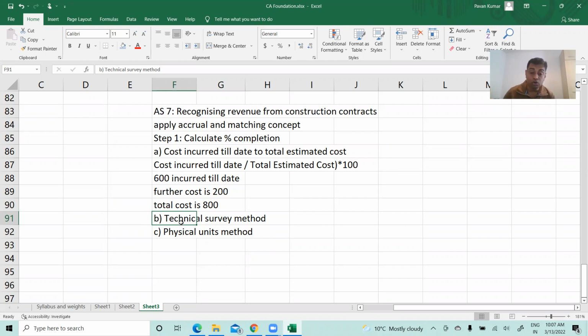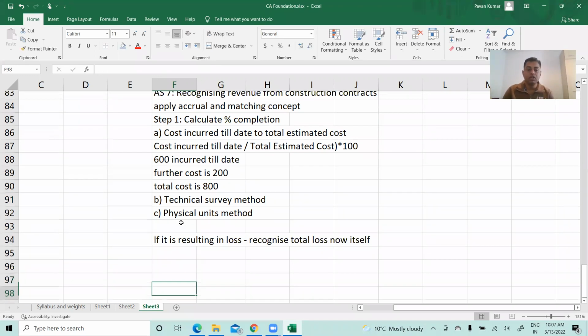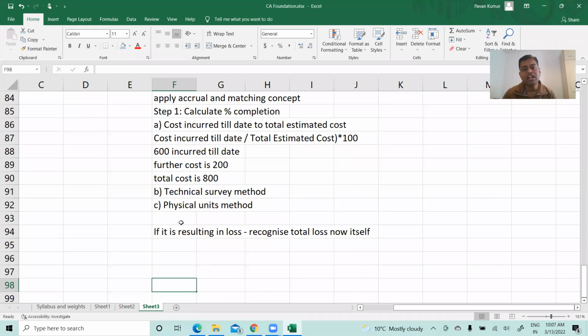And what is the general rule? Conservatism says, if it is resulting in loss, recognize the total loss now itself. But another 3 years of contract is there. We are in the second year of a 5-year contract. Close your eyes, book the total loss. That is what conservatism is. Profit you cannot book like that. But if it is going to be a loss, close your eyes, book it.